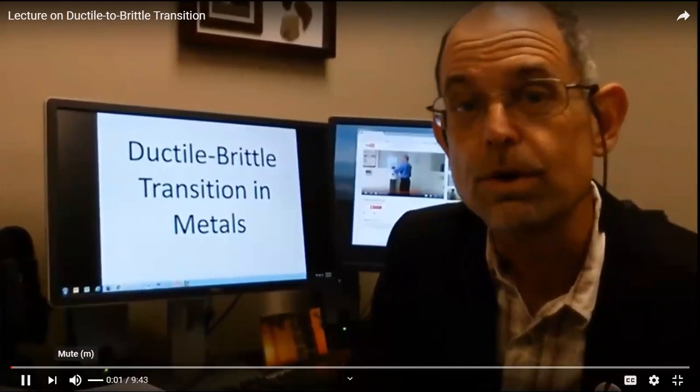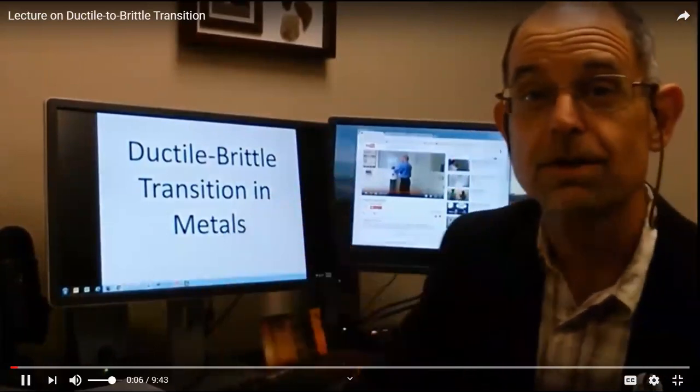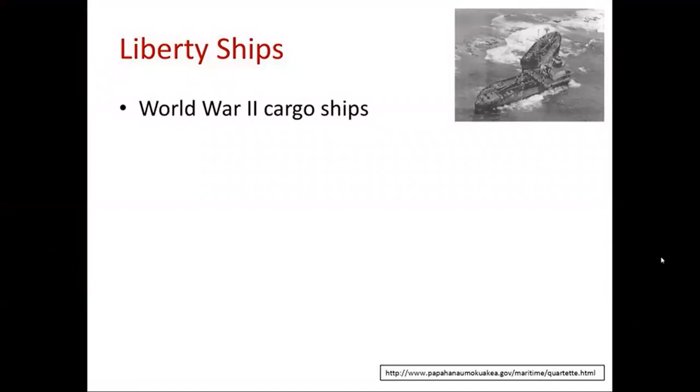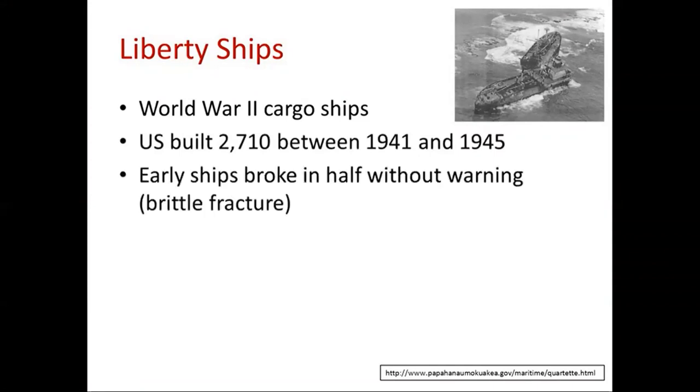Hi, Dr. Lyons here, of course. This video discusses the ductile to brittle transition in metals, which is really very, very cool. The Liberty ships were built during World War II primarily as cargo ships, although some did also carry troops. The U.S. built over 2,700 Liberty ships. A problem developed with some of the early ships. These broke in half without warning, and sudden catastrophic fracture is called brittle fracture.